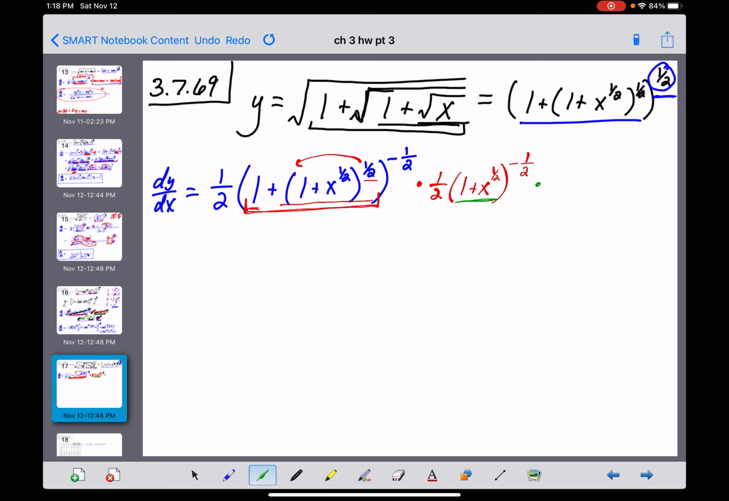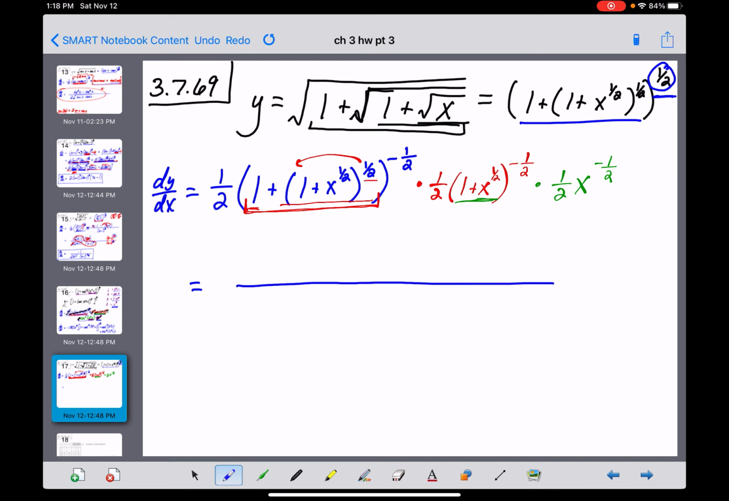Well, the derivative of that 1 is 0, and the derivative of x to the 1/2 is a 1/2 x to the negative 1/2. Okay, and that, guys, should be all the calculus here. Now, again, it becomes this very, very messy simplification problem. Let's see what we can come up with here.